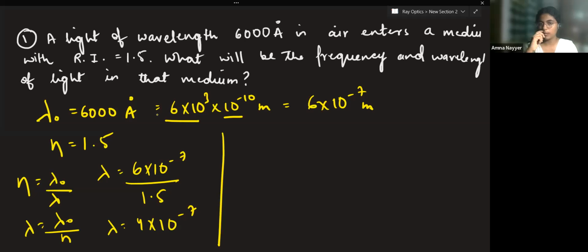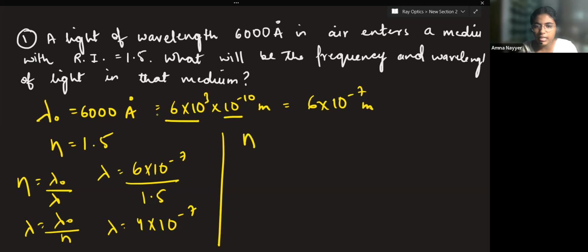Frequency, how will you calculate? See, for frequency, if we have velocity, we'll be able to manage with frequency. How will you get velocity? You know one of the medium is air. You know the refractive index. You can easily calculate the other velocity.